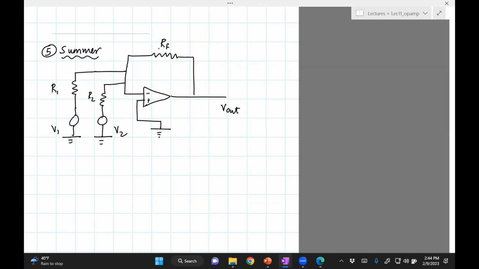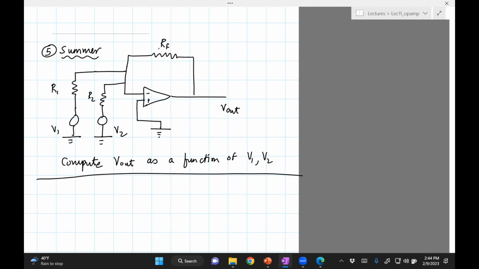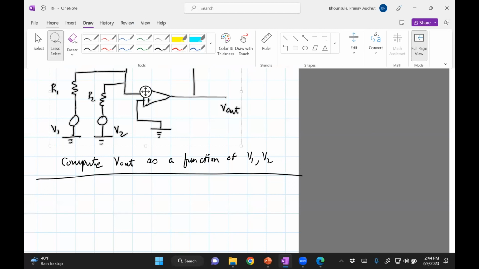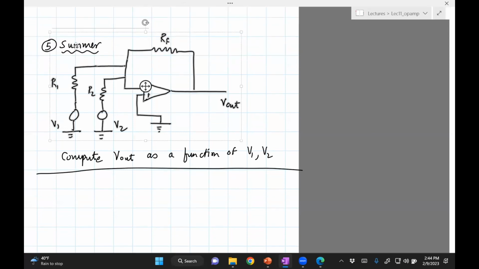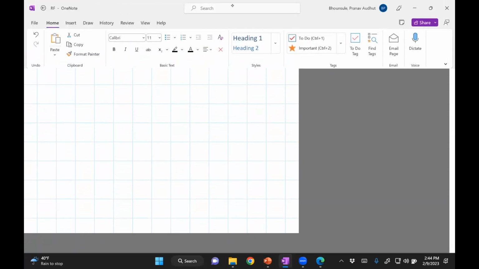to the inputs. The claim is that this circuit will act as a summer, which just sums the two voltages in some fashion. So compute V out as a function of V1 and V2. Okay, it turns out nothing is too different here. Everything is pretty much the same. Let's see how to do this.